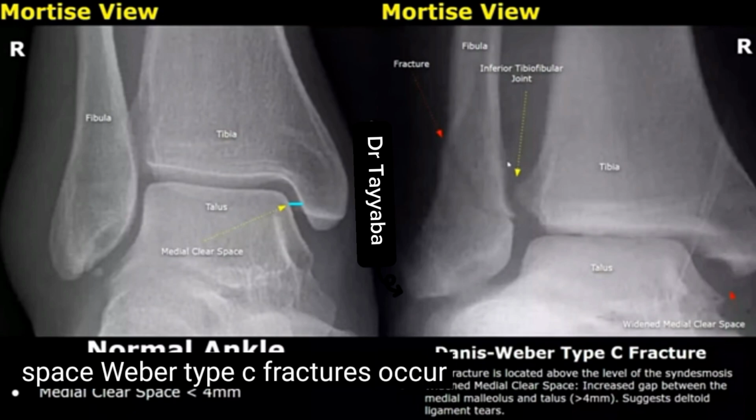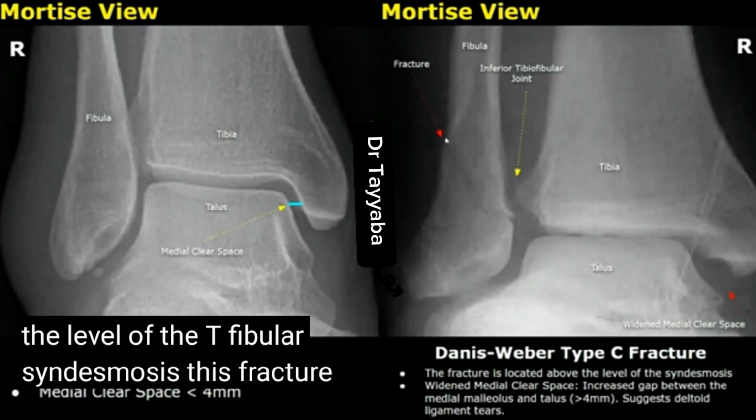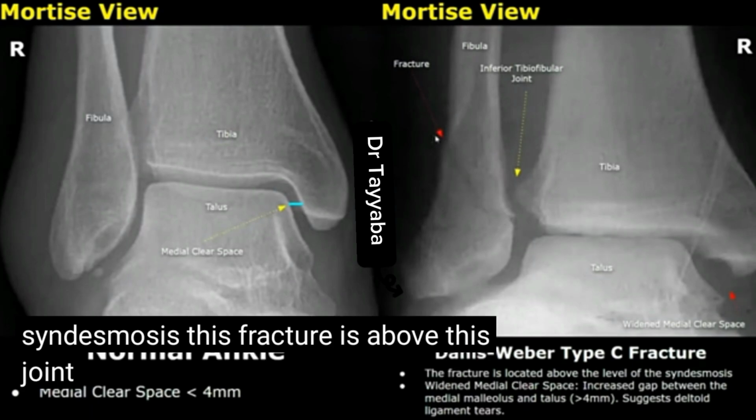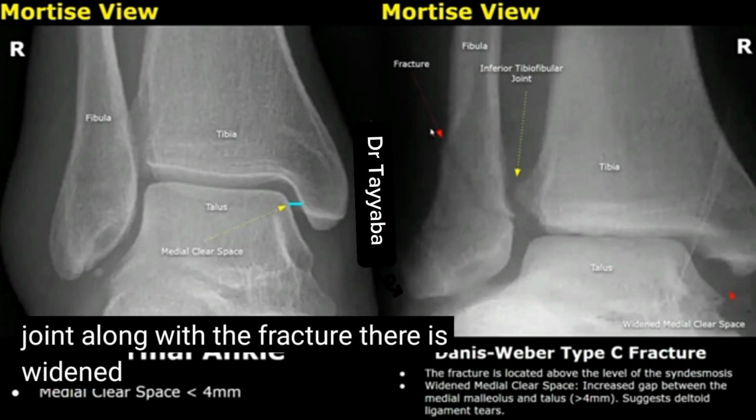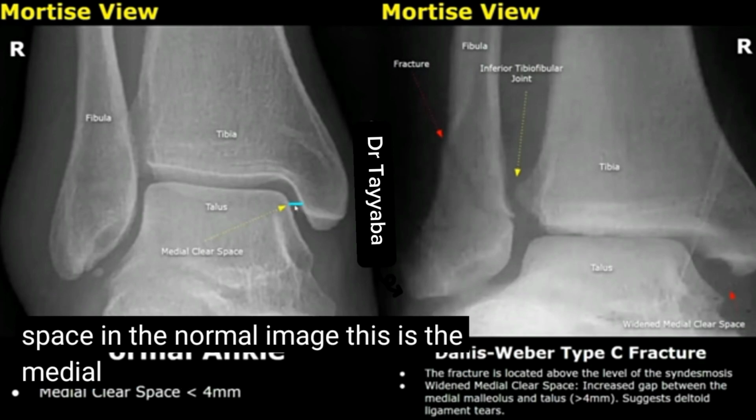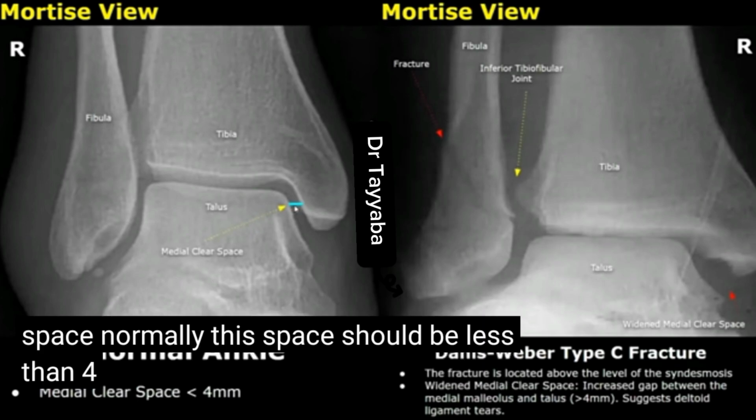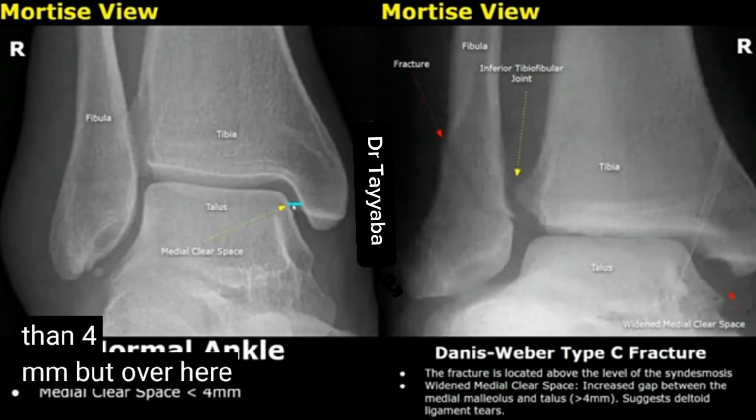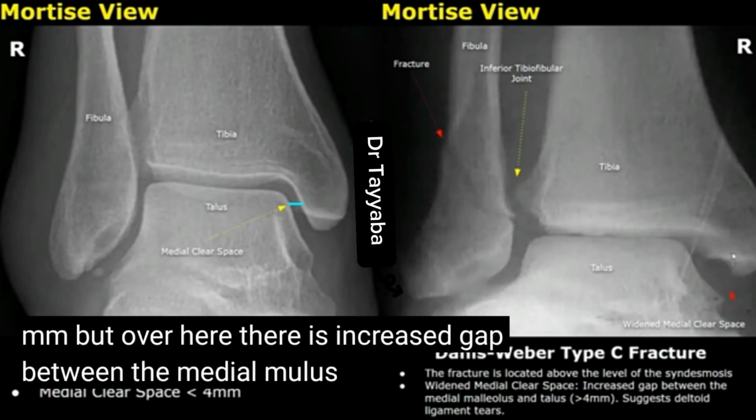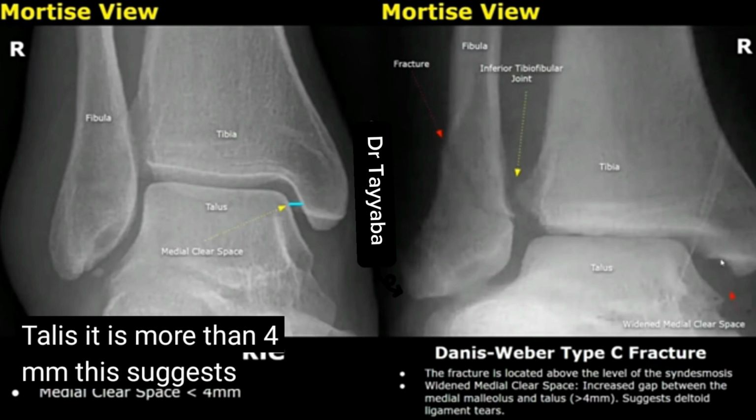Weber type C fractures occur above the level of the tibiofibular syndesmosis. This fracture is above this joint. Along with the fracture, there is widened medial clear space compared to the normal image. This is the medial clear space. Normally, this space should be less than 4 millimeters, but over here there is increased gap between the medial malleolus and the talus. It is more than 4 millimeters. This suggests deltoid ligament injury.